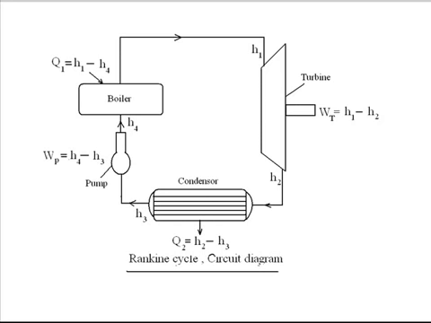Similarly, the work done by the pump is also isentropic because the pump is supplying the work and no heat interaction with the pump system of the Rankine cycle takes place. So between 1 and 2 there is no entropy change. Similarly, between 3 and 4 there is no entropy change.